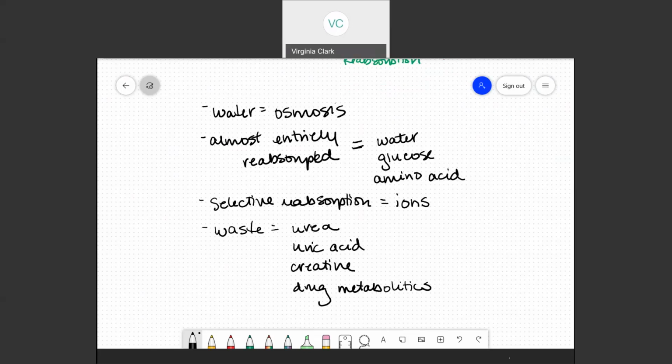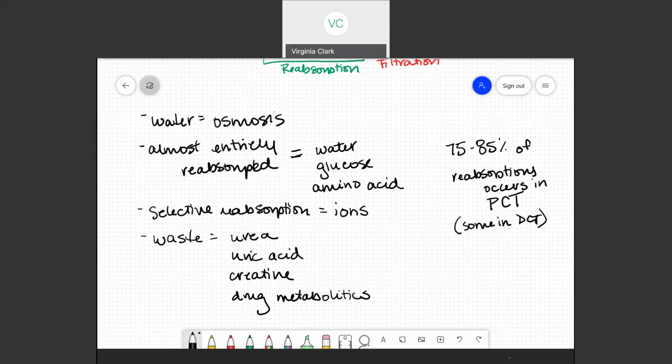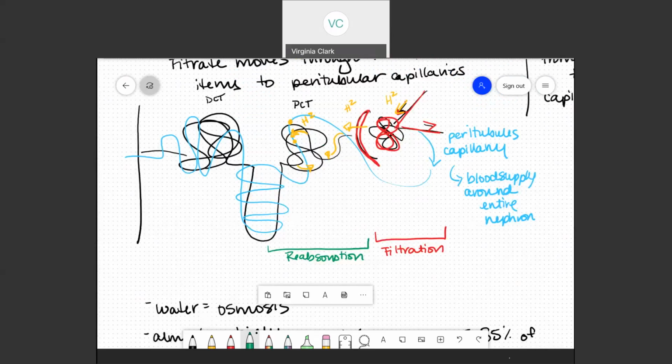So these are the things that your body will absolutely want to get rid of and will not want to reabsorb. As we're going through this process, in our PCT, 75 to 85% of reabsorption occurs in the PCT. There is going to be some in your DCT. Not a lot, maybe about 15 to 20%. So that process where we're taking items back into the blood will occur usually through these guys.